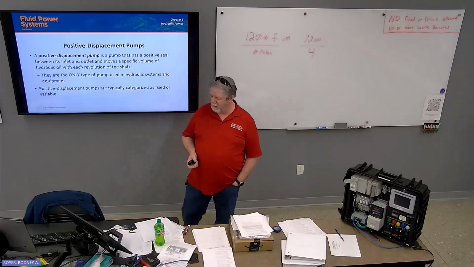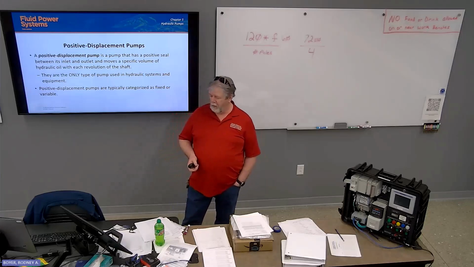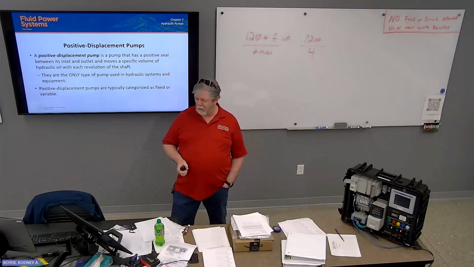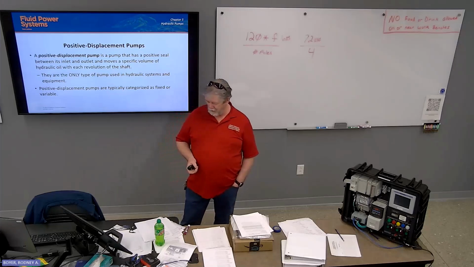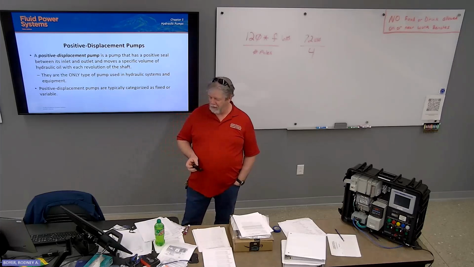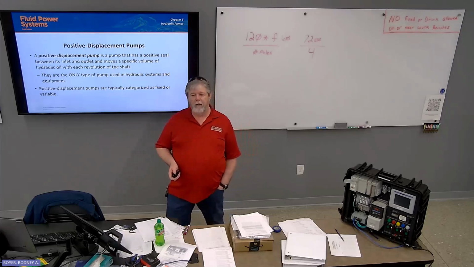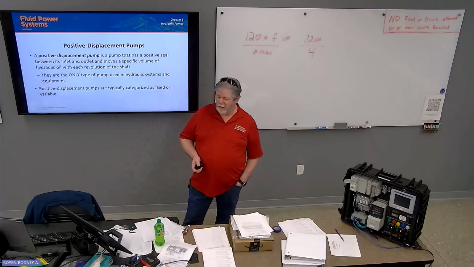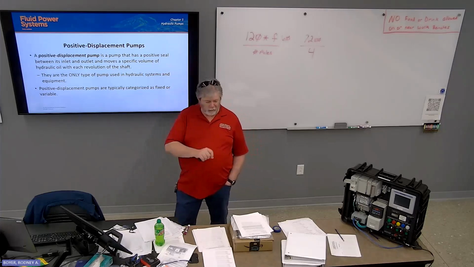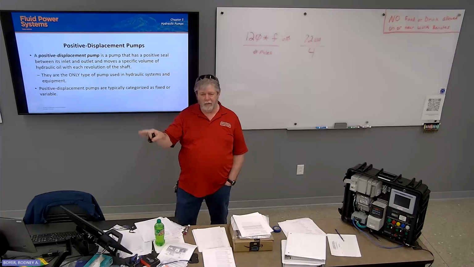A positive displacement pump is a pump that has a positive seal between its inlet and its outlet and moves a specific volume of hydraulic oil with each revolution of the shaft. They're the only type of pump used in hydraulic systems and equipment. Positive displacement pumps are typically categorized as fixed or variable. So positive displacement means that if you pick up 3 cubic inches of oil at the inlet, you're going to get 3 cubic inches of oil out the outlet.